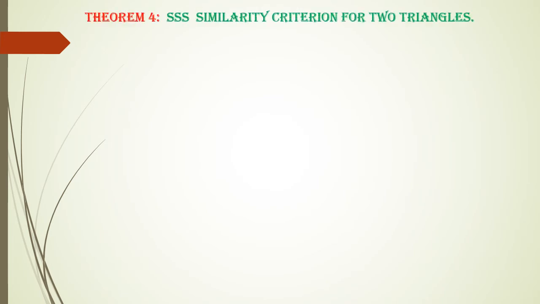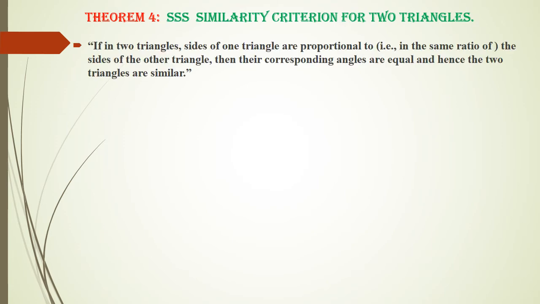Now let us see one more interesting theorem, that is theorem number 4, the SSS similarity criterion for two triangles. SSS stands for side, side and side. Now let us read out what this statement says. If in two triangles, sides of one triangle are proportional, that is in the same ratio, to the sides of the other triangle, then their corresponding angles are equal, and hence the two triangles are similar. If we carefully understand this statement, then we get to know that this theorem is exactly the opposite of the theorem we just studied, that is theorem number 3.